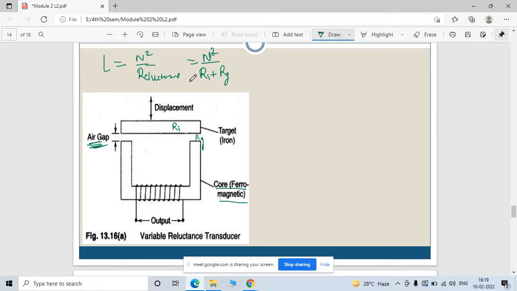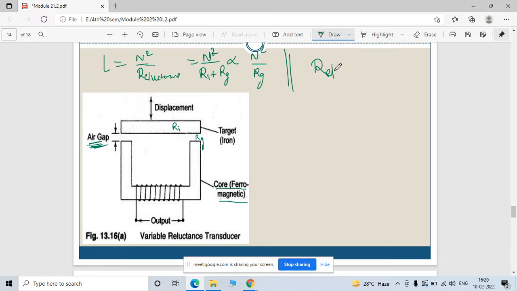As you know this is the iron part, so we can neglect the iron part reluctance. So this inductance is directly proportional to N square divided by the gap reluctance, because the iron part reluctance is very low. So we can neglect it, and the inductance is directly proportional to N square by Rg.